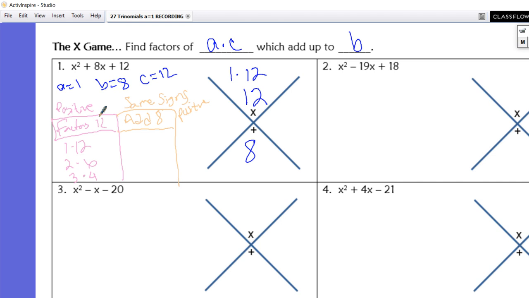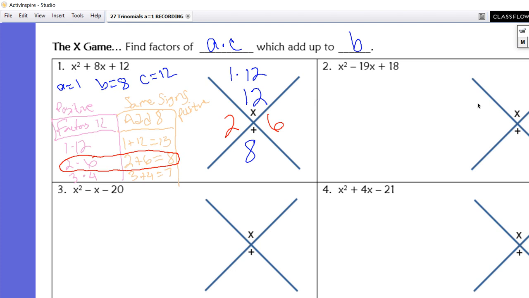So now I'm going to go through and think about what is 1 plus 12. That's 13. That's not 8, so I'm not going to use that. I'm going to think about 2 plus 6. That's 8, and if I kept going, I could think 3 plus 4. That's 7. So the situation I'm going to use in this problem is the 2 and the 6. 2 times 6 is 12, and 2 plus 6 is 8. So that is the structure I'm going to use. I'm multiplying to 12 and adding to 8, and the factors that make that happen are 2 times 6 and 2 plus 6.